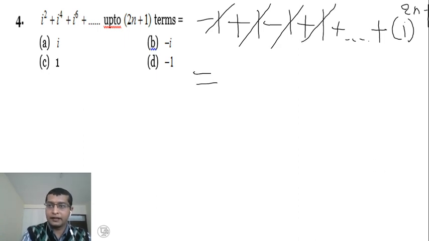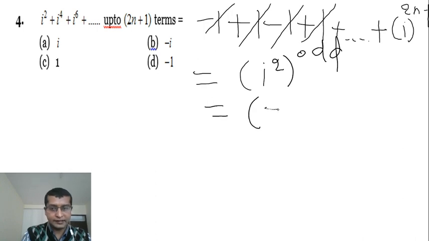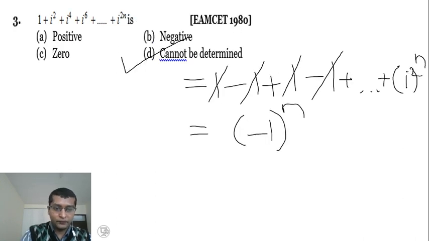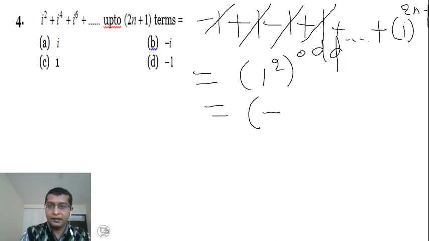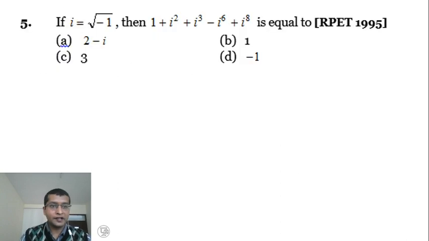Then we get (i^2) raised to 2n minus 1, which means an odd number here. So odd number means we will get the answer as minus 1. Therefore, which is the correct option? Yes, D is the right answer. Okay, D is the right answer. Next, we'll move to our fifth example.